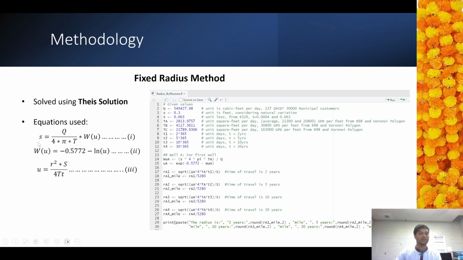Firstly, we had drawdown, small s, and the volume of water to be extracted, the discharge. We also have the transmissivity. So using equation 1, we are able to find W. Using the W and using equation 2, we were able to compute U, and using the U, we are able to compute the radius of the wells at different time levels, as small t is the time of travel. These computations were done in R programming, and the code for it can be seen on the screen as well.